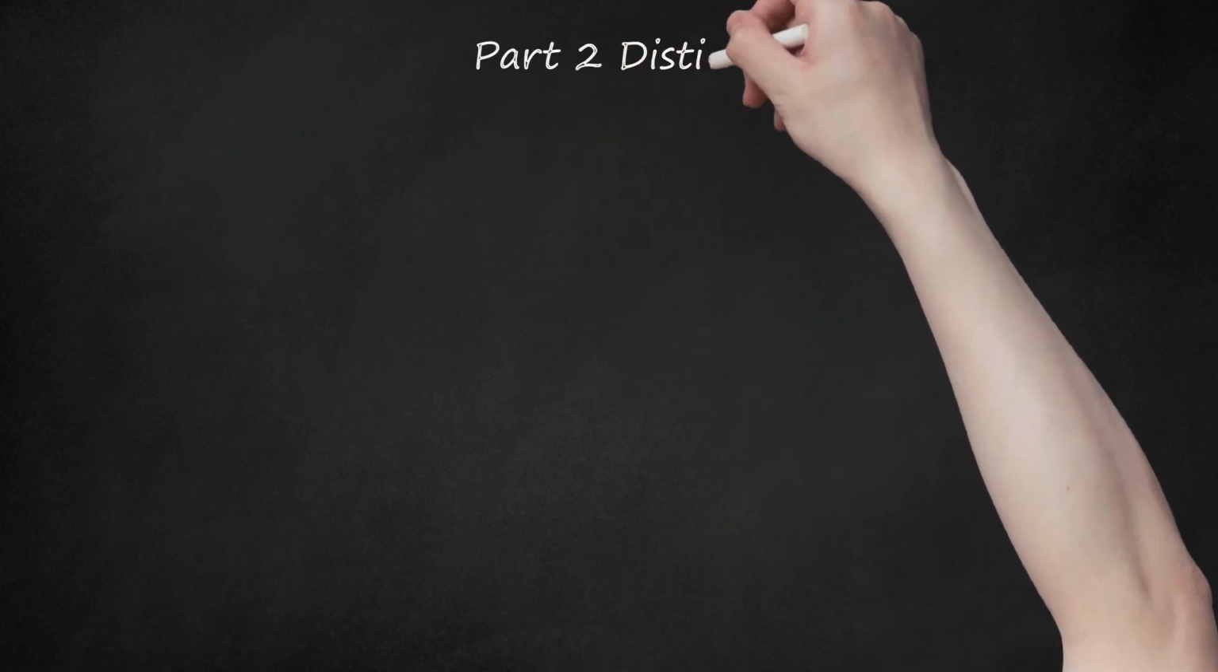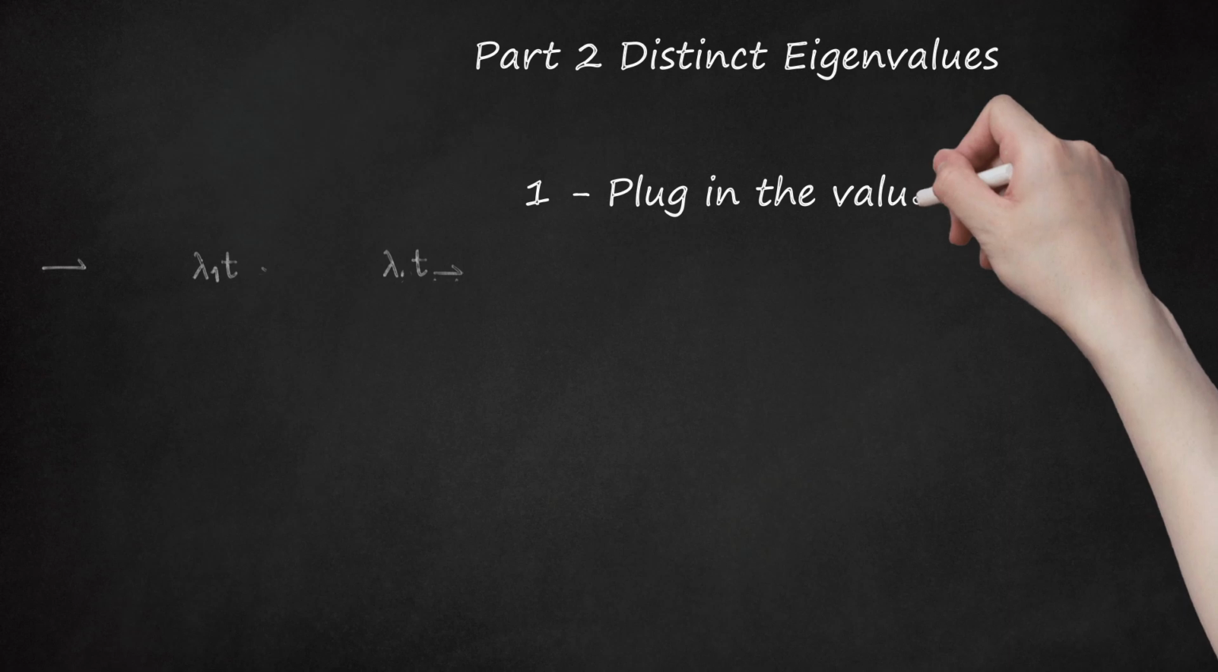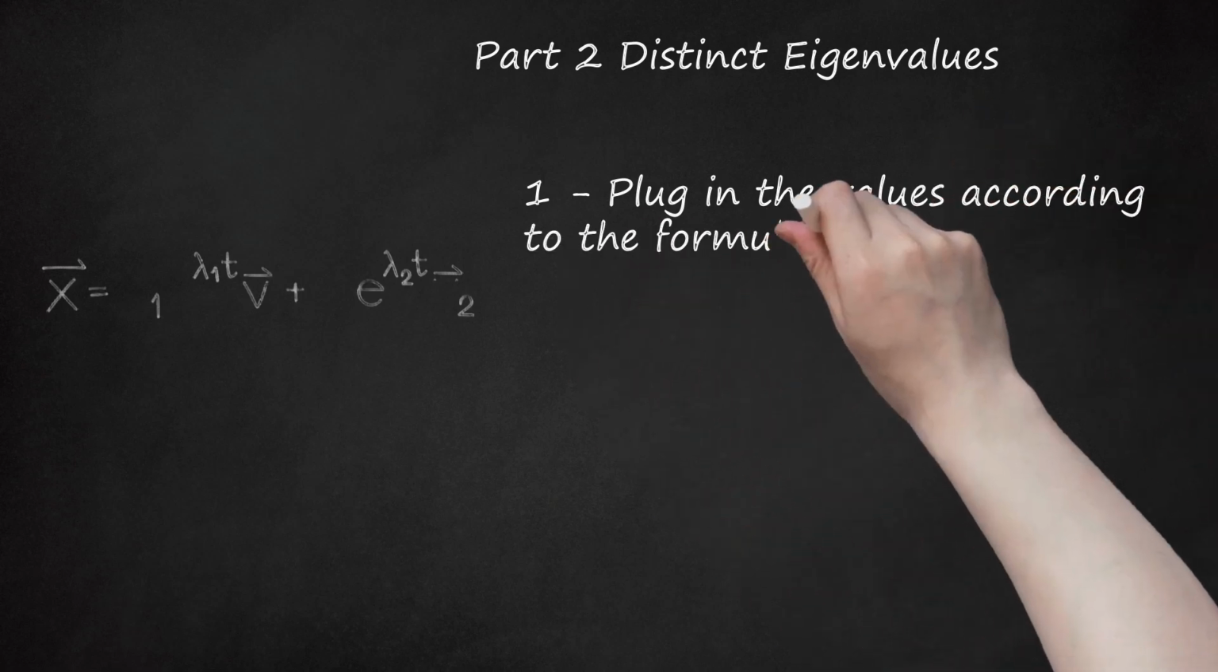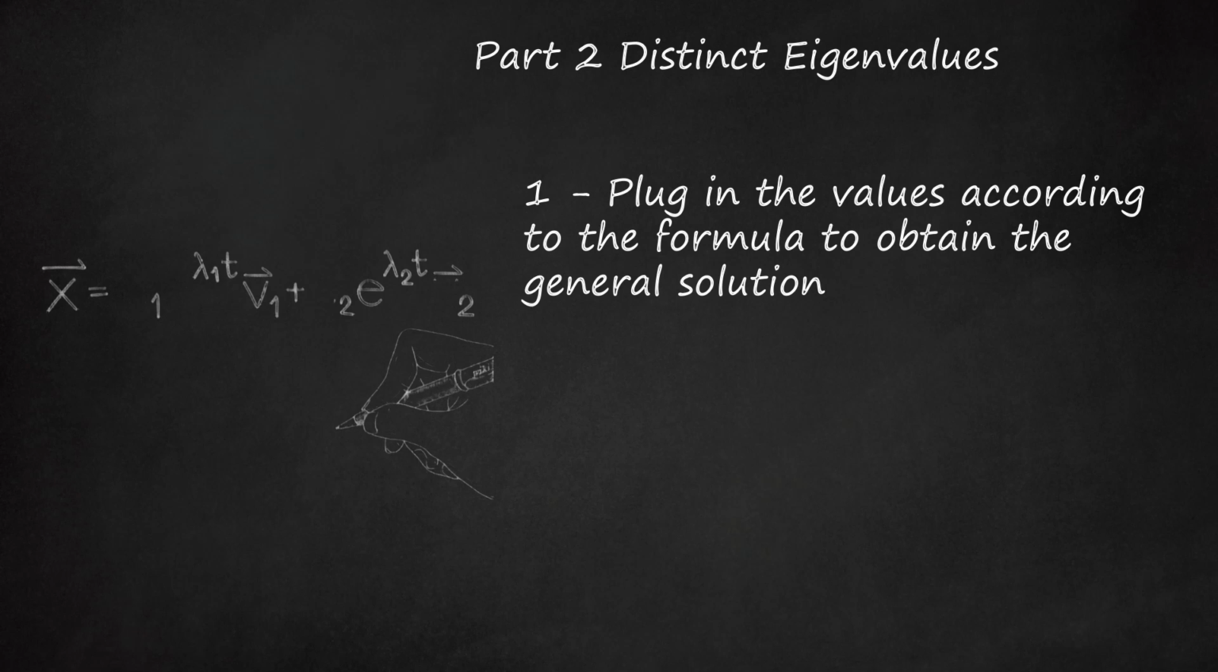Part 2: Distinct eigenvalues. 1. Plug in the values according to the formula to obtain the general solution. Include the unknown constants, C1 and C2.